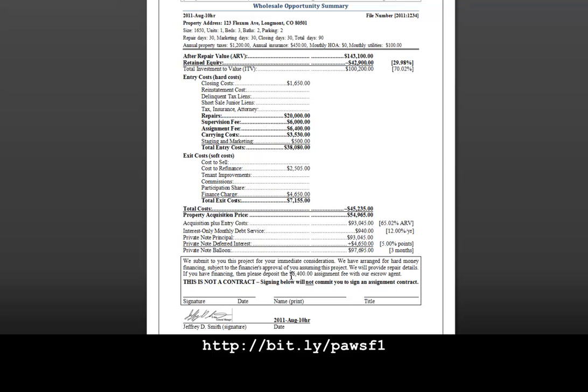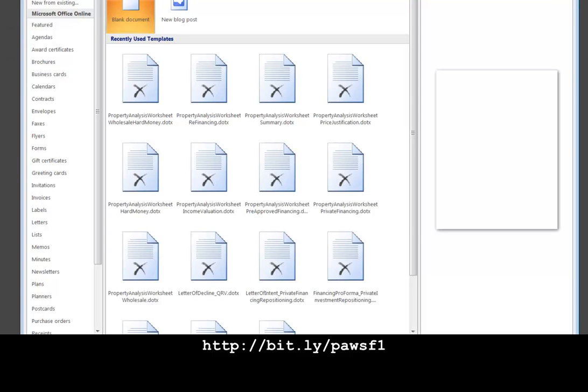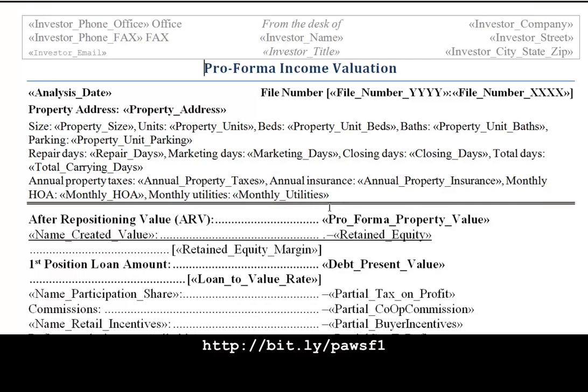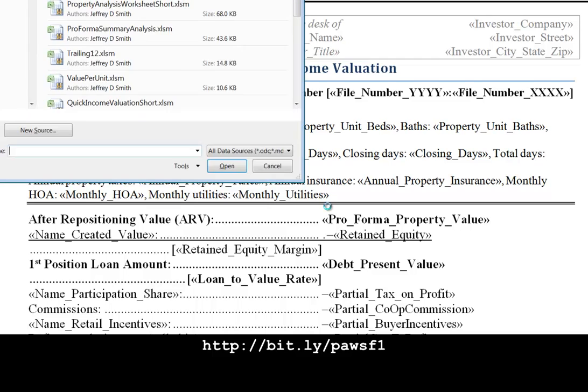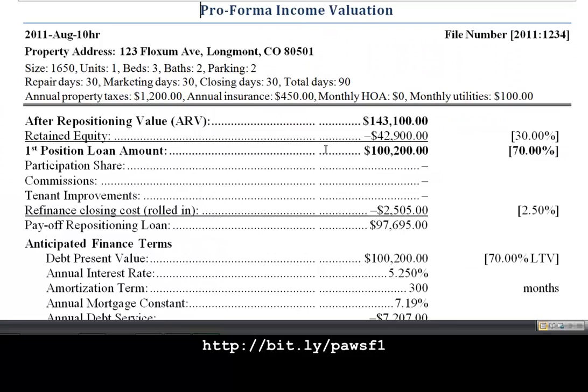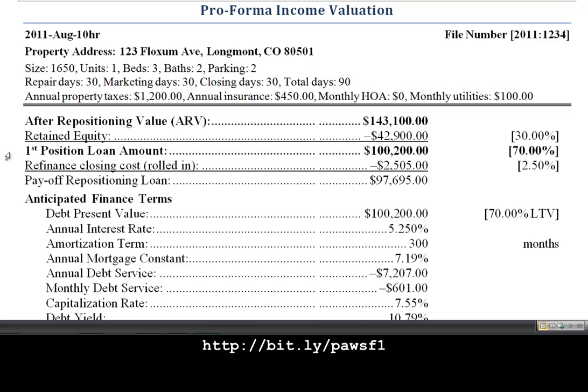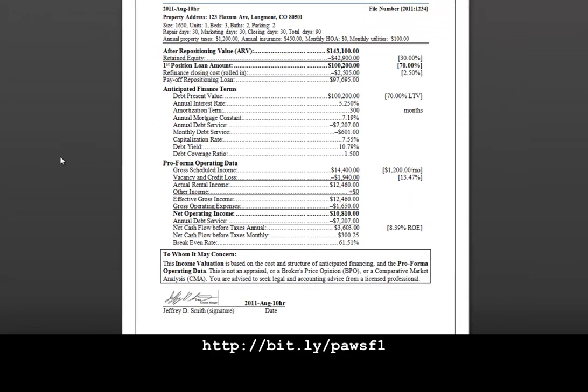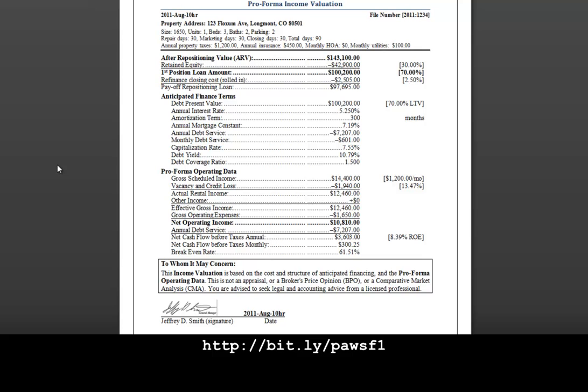You would only present this wholesale opportunity to someone else when you have the property actually under contract along with your financing commitment. You would also include, because this is a fix and rent project, the income valuation. Your wholesale buyer can then look at this income valuation and check that it's reasonable.